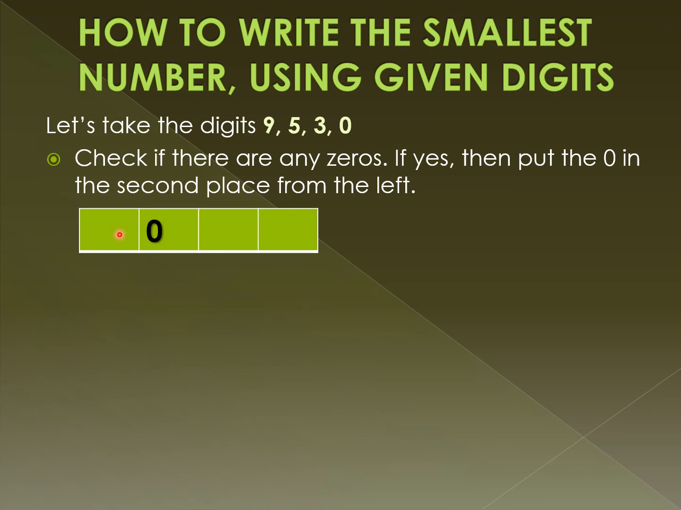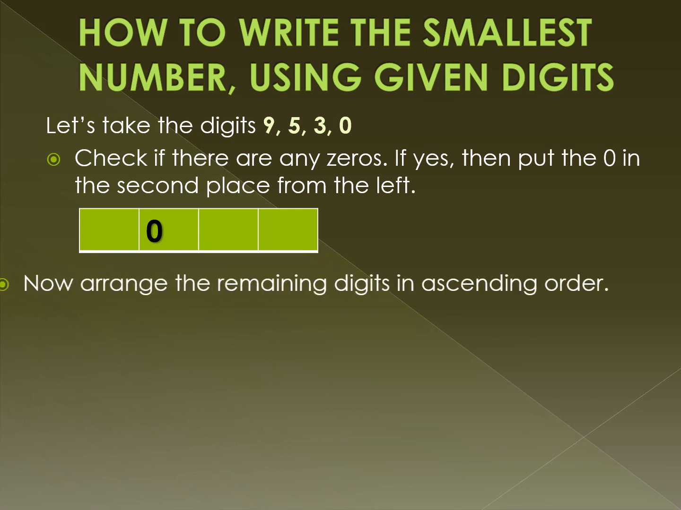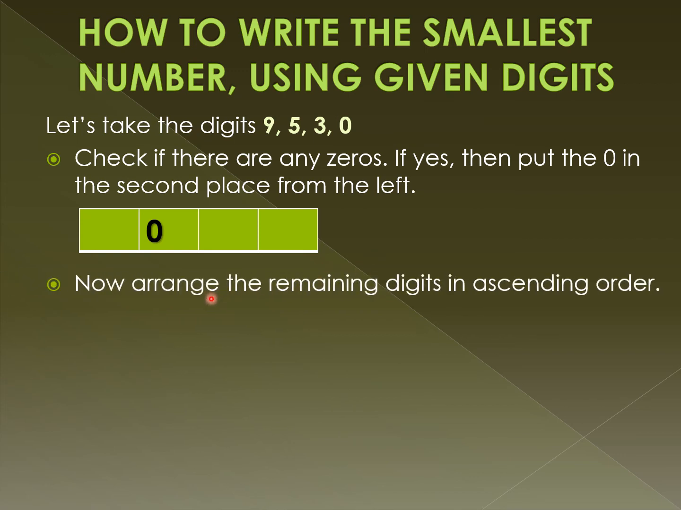So from the second place from the left, that is where we place our zero. Now what do we do next? Now we have to arrange the remaining digits in ascending order. Ascending order means the smallest number to the greatest number. Our remaining digits here are 9, 5, 3. So we arrange these digits in ascending order.